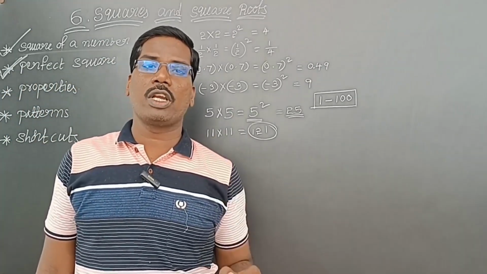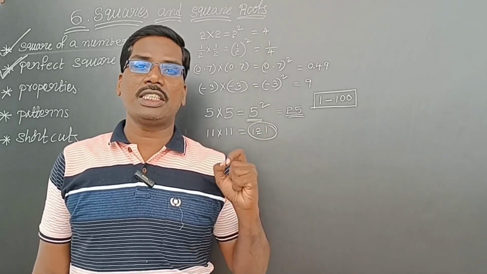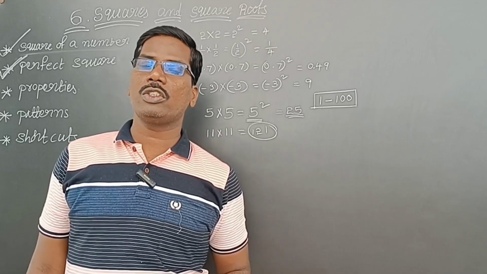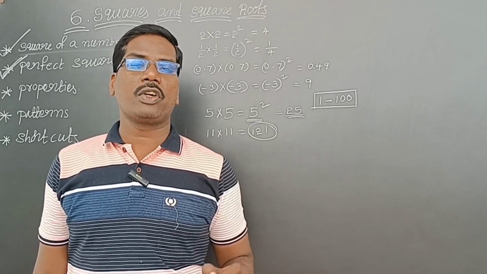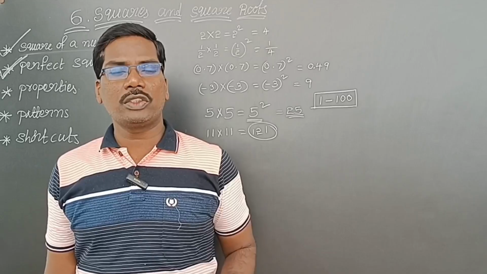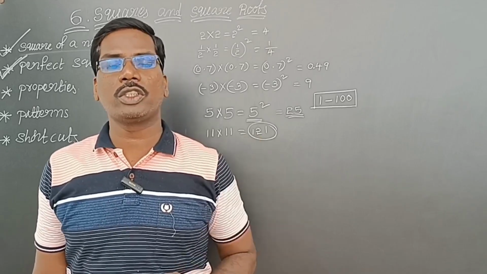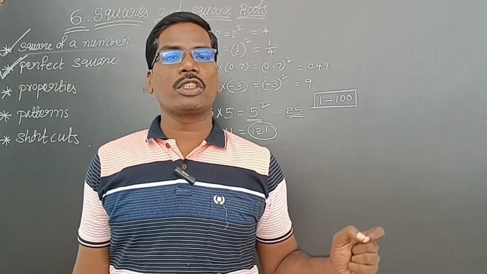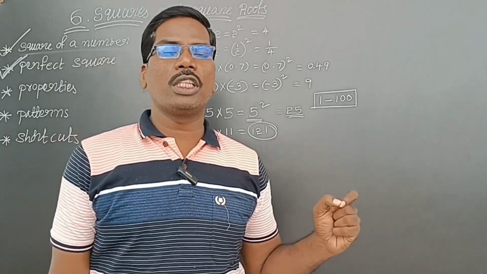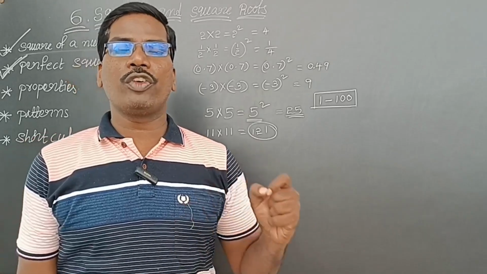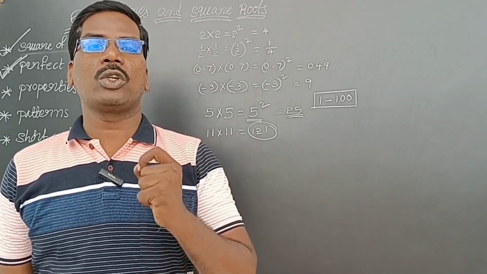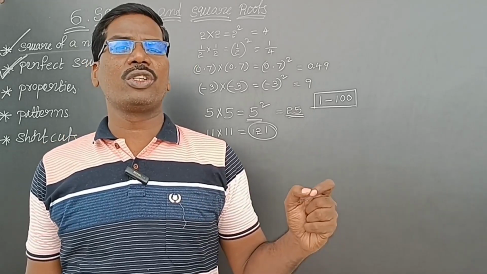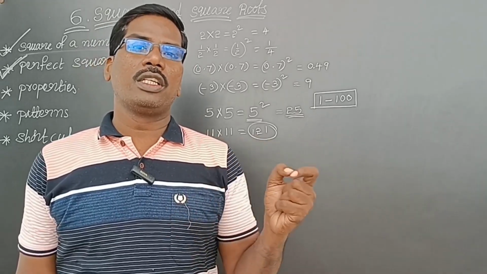1 square 1, 2 square 4, 3 square 9, 4 square 16, 5 square 25, 6 square 36, 7 square 49, 8 square 64, 9 square 81, 10 square 100, 11 square 121, 12 square 144, 13 square 169, 14 square 196, 15 square 225, 16 square 256, 17 square 289, 18 square 324, 19 square 361, 20 square 400, 21 square 441, 22 square 484, 23 square 529, 24 square 576, 25 square 625, 26 square 676, 27 square 729, 28 square 784.